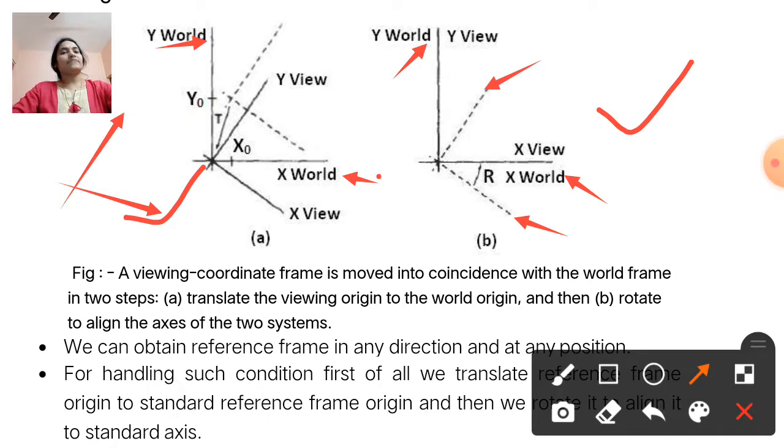That means in this figure we explain that a viewing coordinate frame is moved into coincidence with the world frame in two steps. First step is to translate the viewing origin to the world origin, then rotate to align the axes of the two systems. Okay.